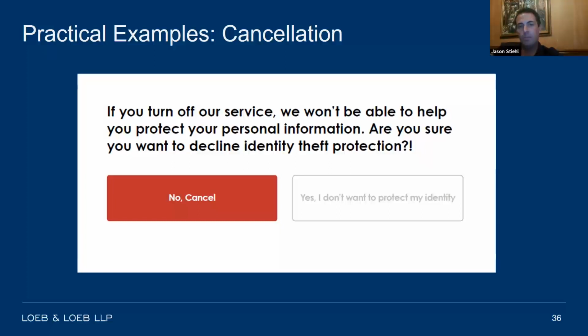Again, you've got the guiltiness of the question, but then if you look at the phrasing of the answers, it's interesting because it really does mentally mess with you a little bit. It says, are you sure you want to decline? And it's no, cancel, which is backwards. And then the second one says, yes, I don't want to protect. So you've got the positive and negative juxtaposed in a way which would be very confusing for a consumer to see and make a decision on.